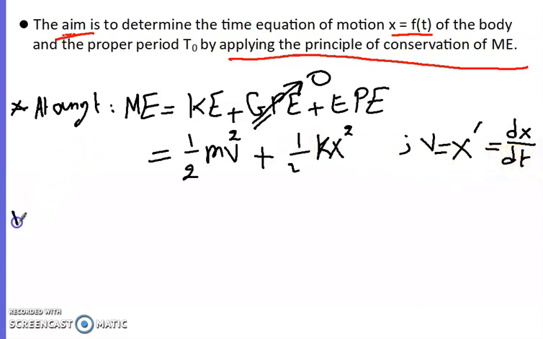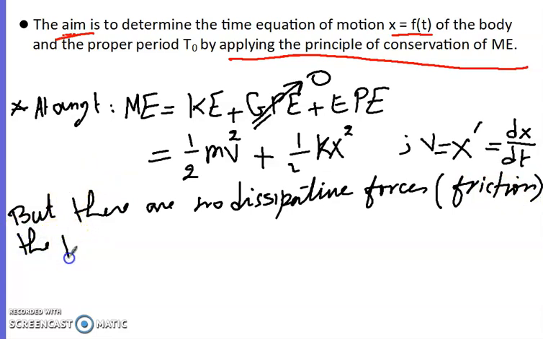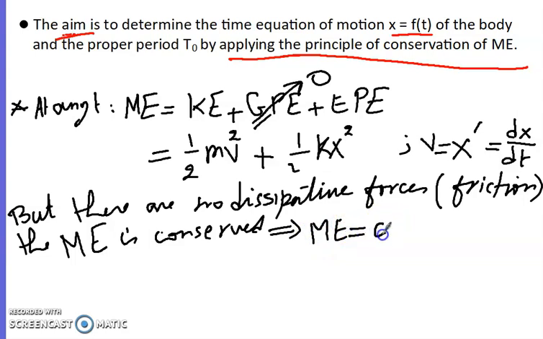But there are no dissipative forces, I mean no non-conservative forces. By dissipative we mean here friction forces. The mechanical energy is conserved. You know that. What does this mean? It means that mechanical energy equals constant.